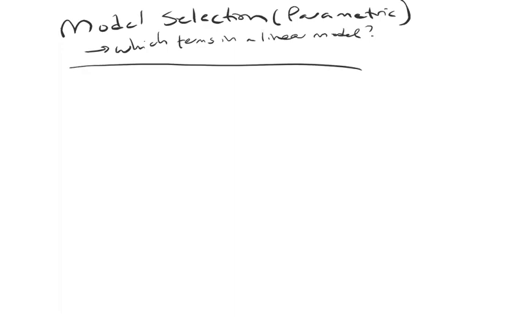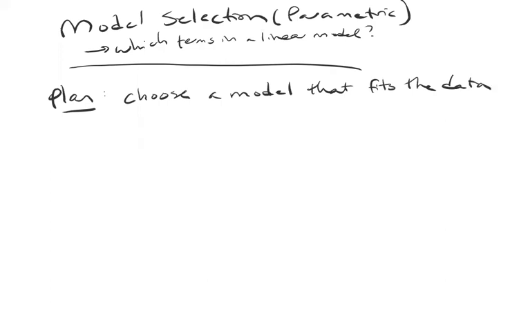So the general idea, our plan, is going to be to choose a model, in other words, a set of terms for a linear regression model that fits the data. So that seems like a good goal. We want to have a model that fits the data. I'm going to underline that because obviously it's one of our goals. But here's the constraint: without using too many parameters. So let's underline that in a different color to emphasize that's another goal.